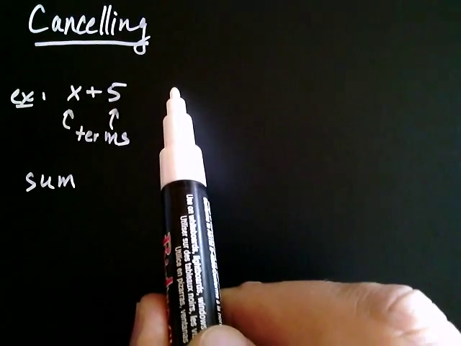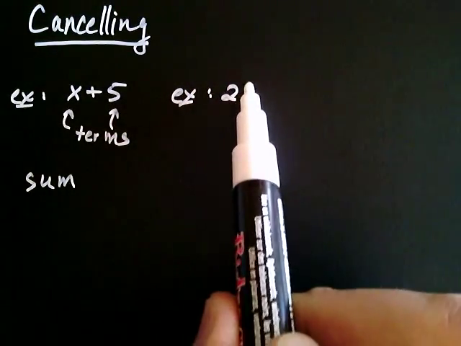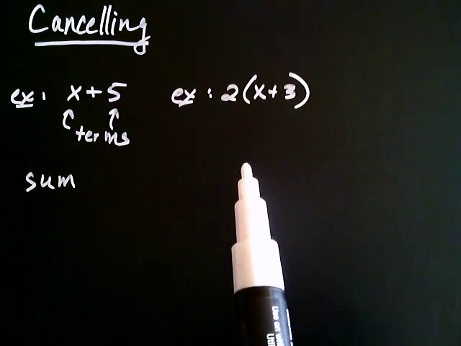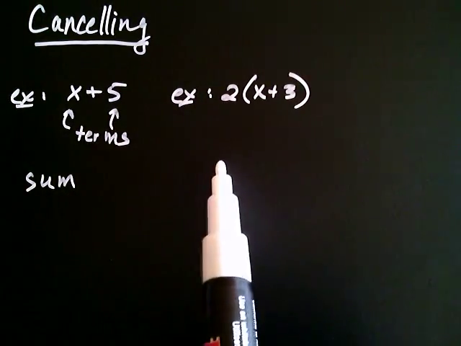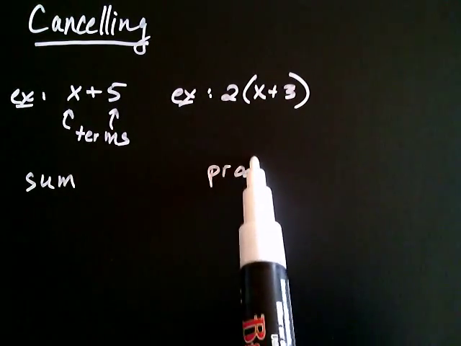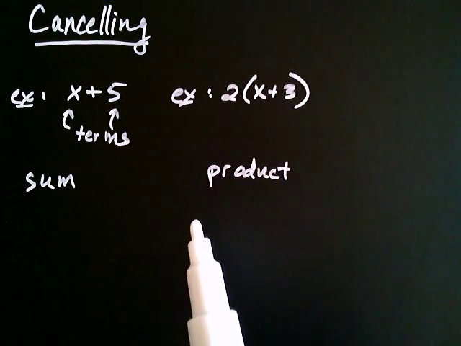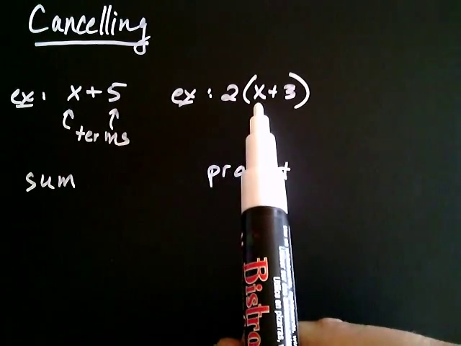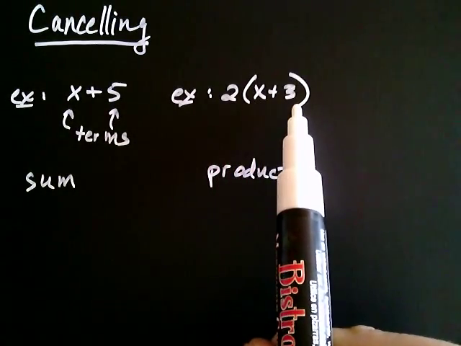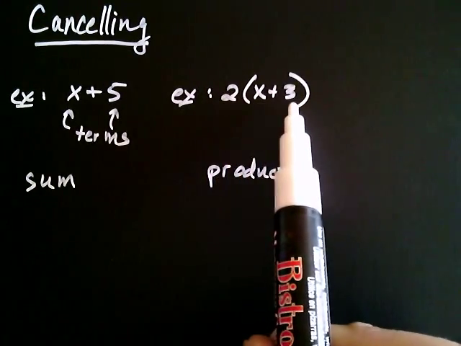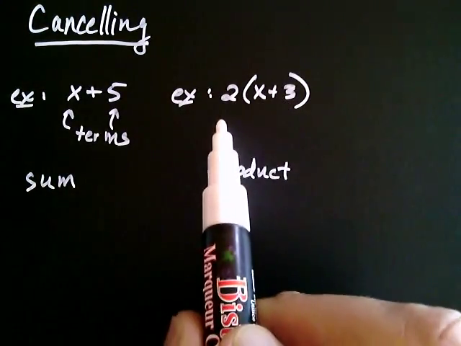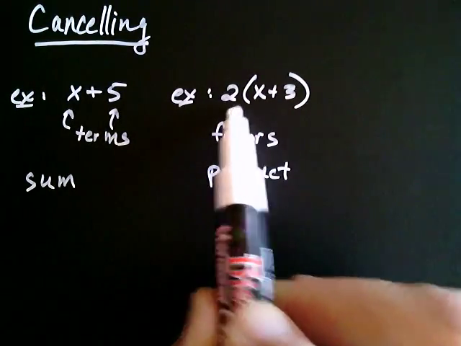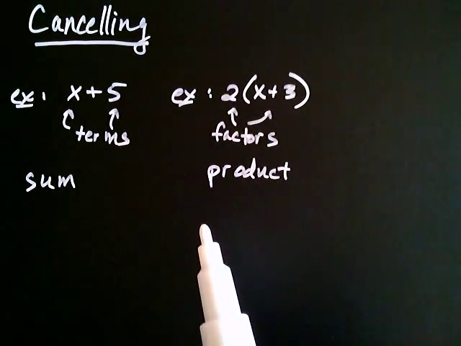So for example, if you had 2 multiplied by x plus 3. So this wouldn't be called a sum. A sum refers to addition. This would be called a product. And the two quantities that you are multiplying together, in this case the 2 is being multiplied by all of x plus 3. Those two quantities, the 2 and the x plus 3, those are called factors. So 2 is one factor, and that all of x plus 3 is another factor.